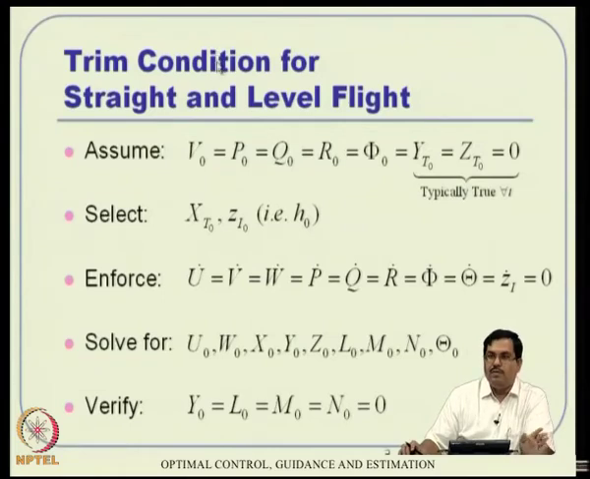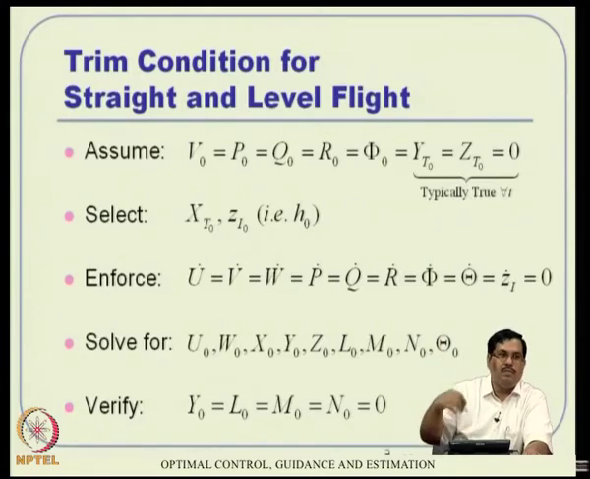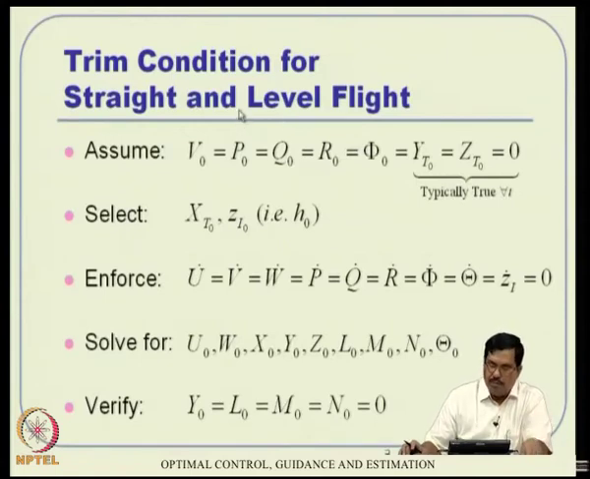Trim condition means nothing changes; your control surfaces and all that are held at a constant quantity. Suppose you want to take a vertical loop, it can also be considered a trim, and horizontal circles and things like that can also be considered a trim. But the most popular one is straight and level flight. I just go straight and level and then do some stability analysis around that. So what we assume here is straight and level flight.